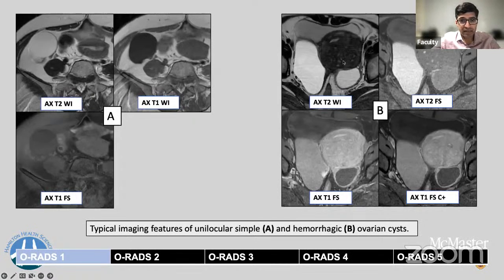Then you have hemorrhagic cysts here. Remember, hemorrhagic cysts up to 3 centimeters are considered benign. For cysts larger than that, you have to look at other features such as wall enhancement. Even if it has smooth enhancement, it can still fall under this category. If it becomes more than 3 centimeters, it becomes O-RADS 2.